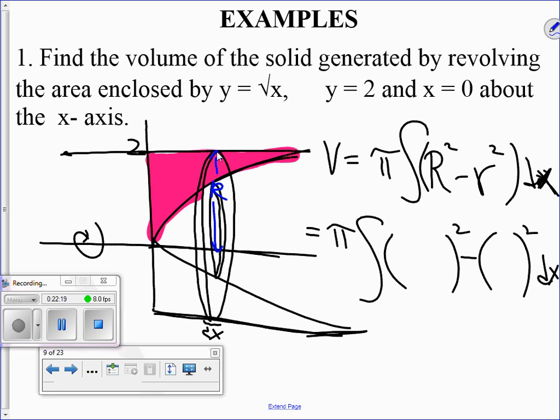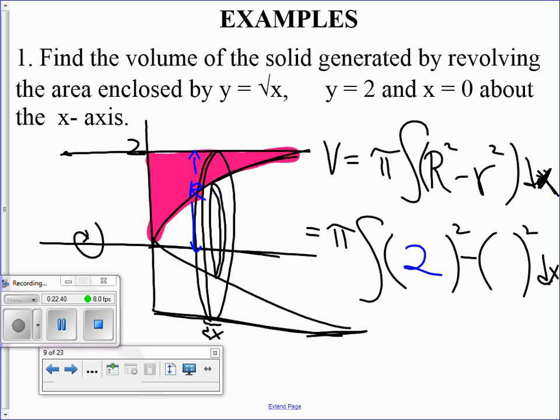What do you think that's going to be? Think of y top minus y bottom. 2, right? It doesn't matter where you draw your washer, big R is 2. I'm going to do it in blue. Oh, but now it's in the way. Okay, I got to move that over so you can see.